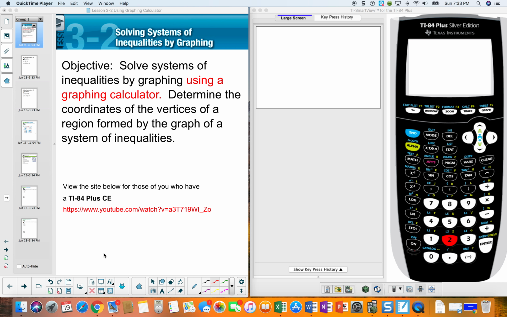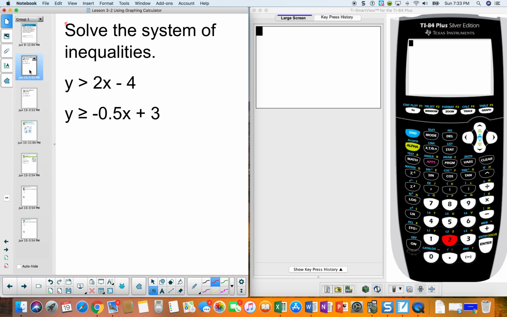Solving systems of inequalities by graphing using a graphing calculator. Those of you who have a newer model, which is TI-84 Plus CE, please go to this YouTube video as your keystrokes are much easier than what we have over here. This is really for the older models, the TI-84 Plus Silver Edition. And let's go ahead and start.